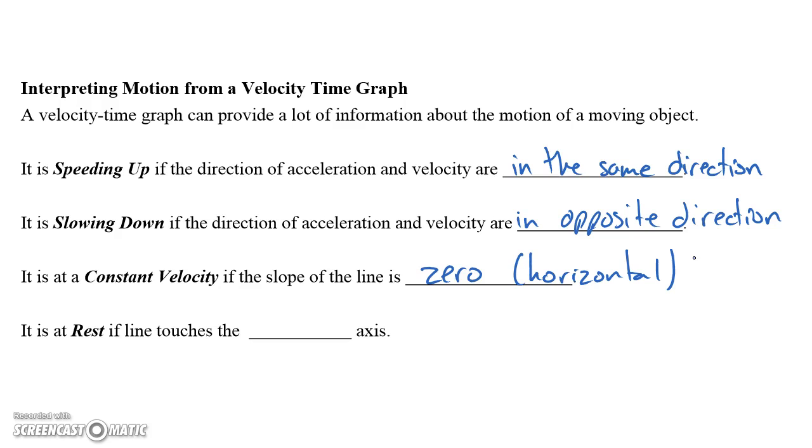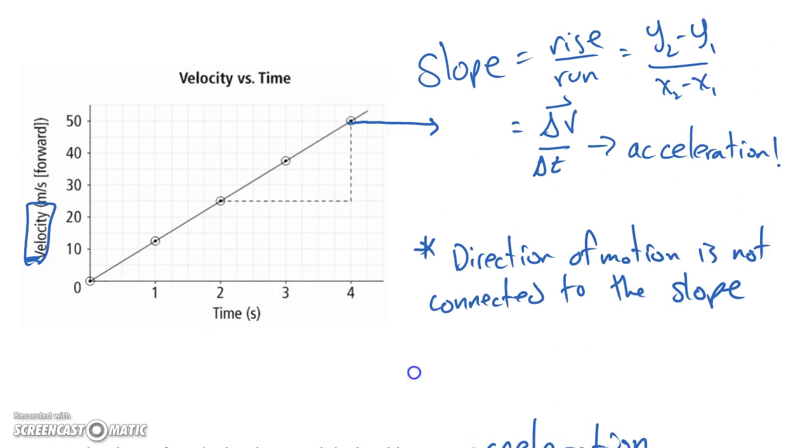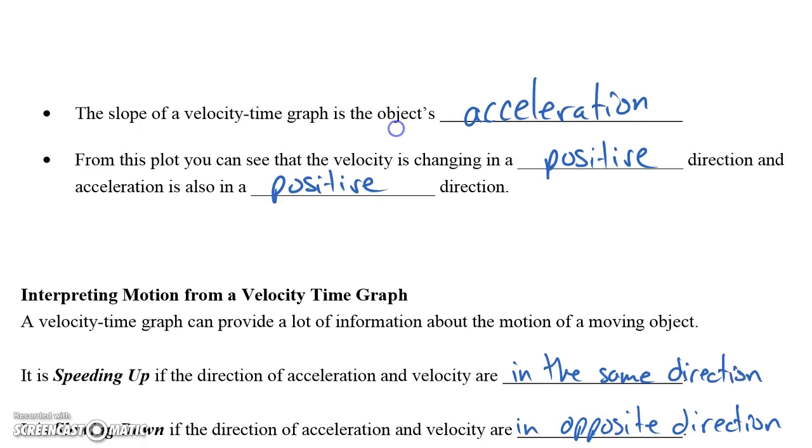If it's at rest, there's one point on this graph that is at rest, and that is when it touches the x-axis. So our x-axis is time, so these are our x-intercepts. This one hits it only at the very first point. When the time is 0, the velocity is also 0. There's no other point on this line that has a velocity of 0. And you will only see those on the x-axis.